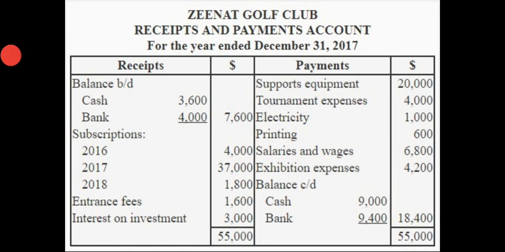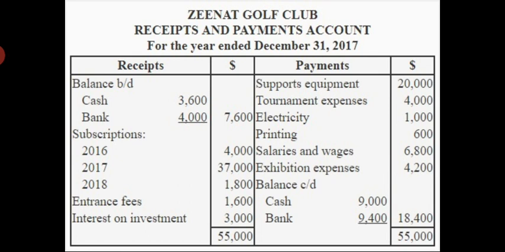This is a receipt and payment account of Zenith Golf Club. Debit side, that is the left hand side, is receipts. Credit side, right hand side, that is your payments. It starts with balance brought down of cash 3,600, bank 4,000. So the total balance of cash and bank is 7,600.